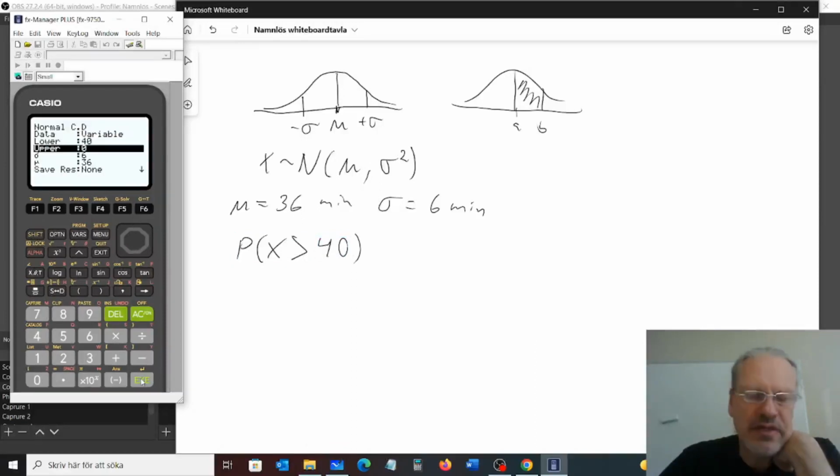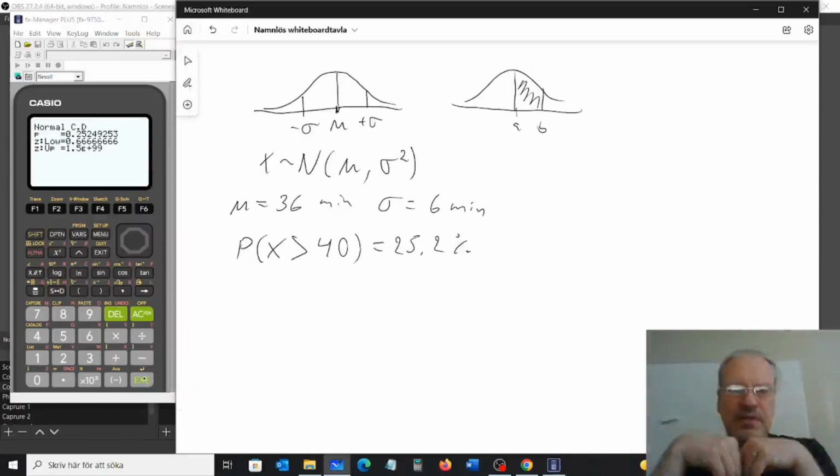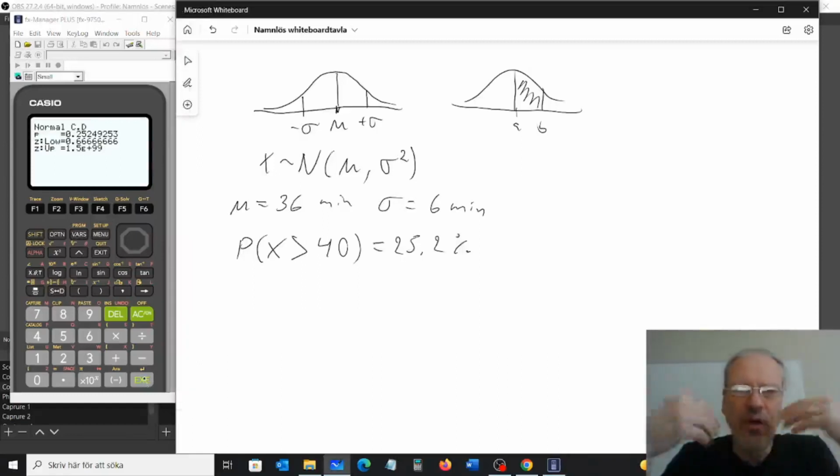Upper value, we take some very big value. I usually take 9x99. So we put our standard deviation at 6 and our expected value as 36. We do the calculation and find that the probability is 25.2%.